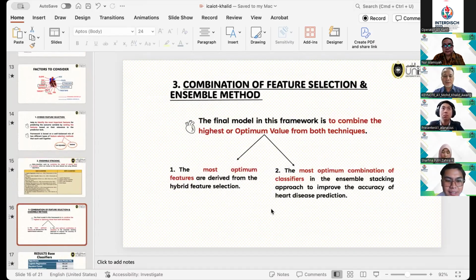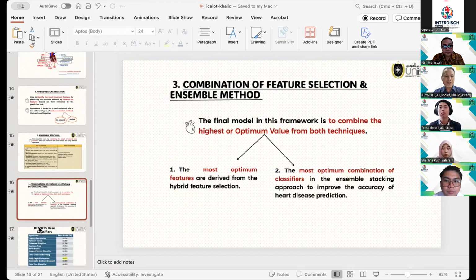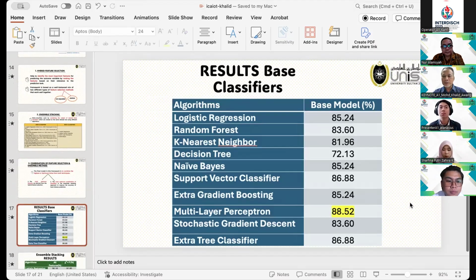And the third one is when we combine, we found that the final model in our framework is the combination of the optimum features that we have found in the previous step, which is using the ANOVA and chi-square, and we combine it with the optimum combination of classifiers. So we actually have 10 base classifiers, but we are not going to use all those combinations, we only use some of the classifiers that will produce the best performance. Okay, so this is the output from the research.